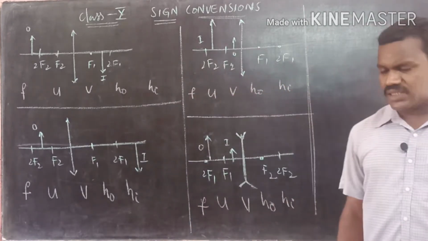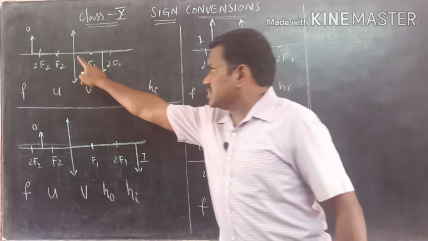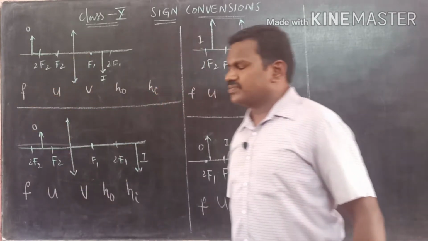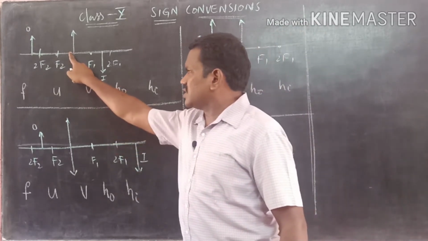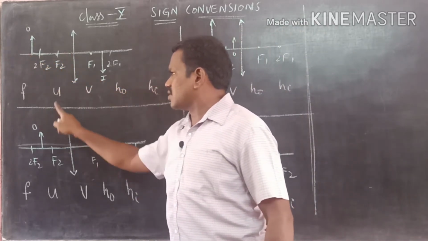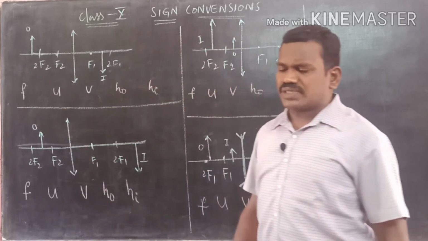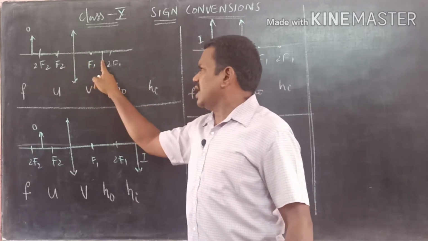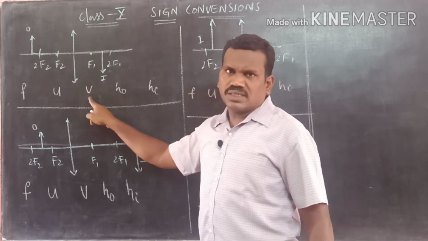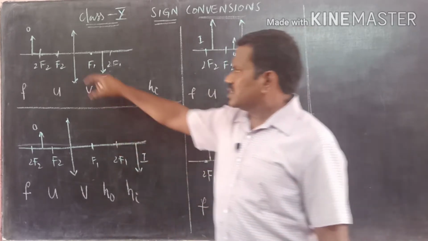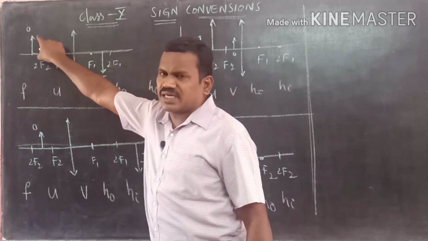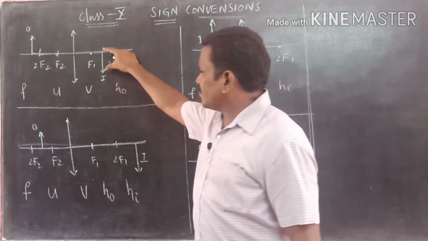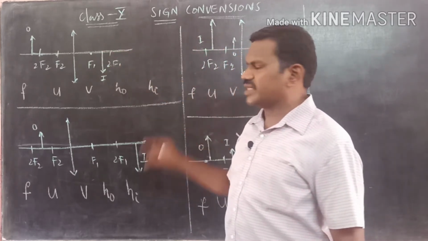First of all, what is focal length? The distance between the optic center and the focus is called focal length. The distance between the optic center and the object is called object distance, represented by the letter u. The distance between the optic center and the image is called image distance. The height at which the object is located is the height of the object, h0. The height of the image is hi.